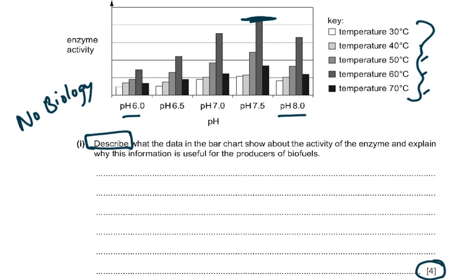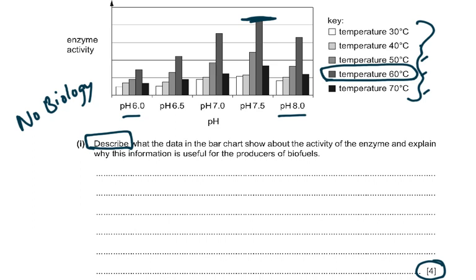This is a very important concept which some students will be able to do, others won't be able to do. So the enzyme is active between 30 and 70 degrees Celsius. Optimum temperature is around 60 degrees Celsius. Why? Optimum temperature is 60 degrees Celsius. It's this one which is the highest. So this is what you're getting from the graph.